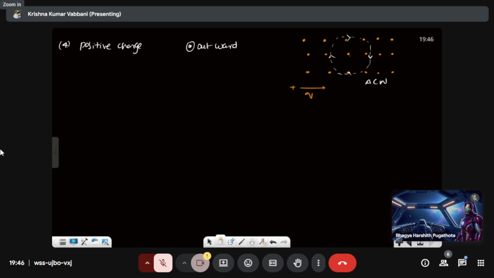Generally in the question they will give you that one particle is moving, either positive or negative, perpendicular to the direction of the magnetic field. The direction of the magnetic field is either outward or inward, and they will ask you the direction of the path. Clockwise, sir? Yes, clockwise. Sorry, in this case it is clockwise direction. The previous case is the anti-clockwise.